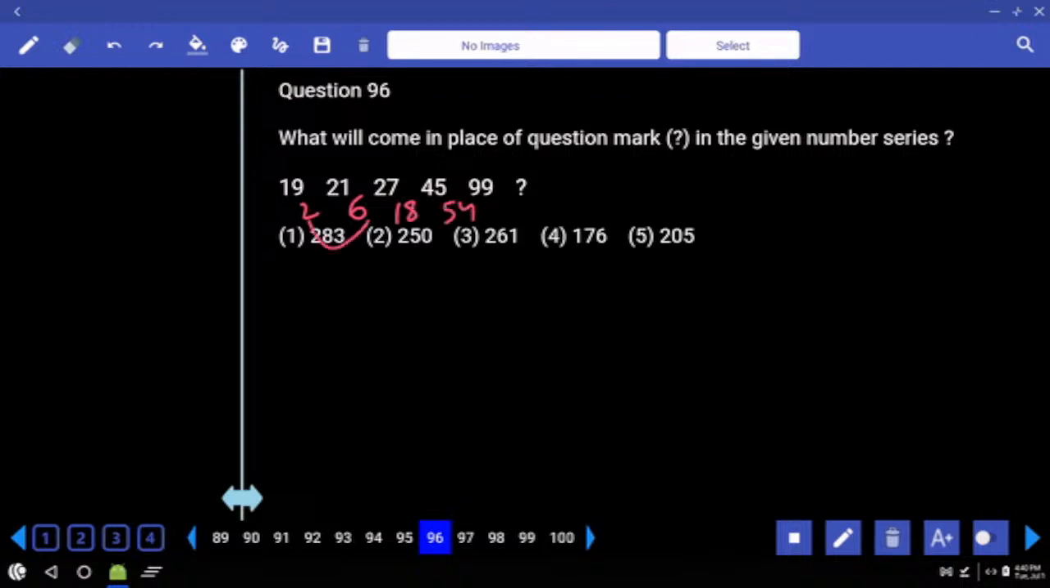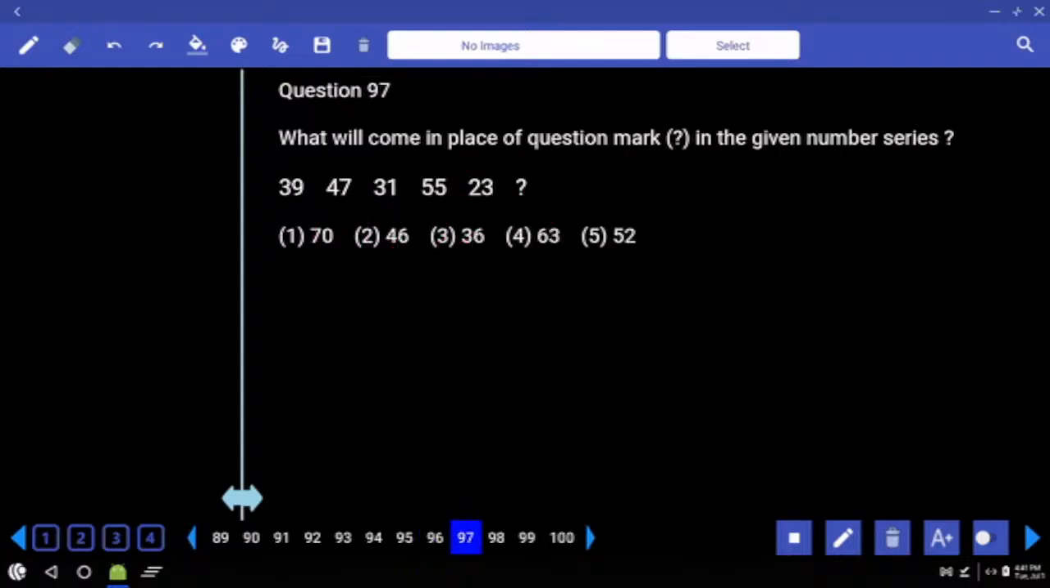Now 2 into 3, 6. Into 3, 18. Into 3, 54. 54 into 3, 162. 162 plus 99, 261. Then 97: 39. The numbers are increasing at a very small rate. Hence, plus how much? Plus 8.